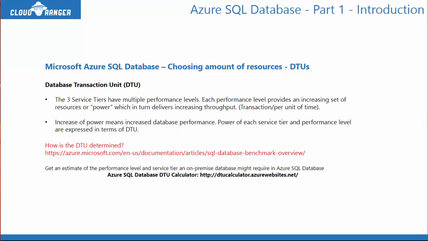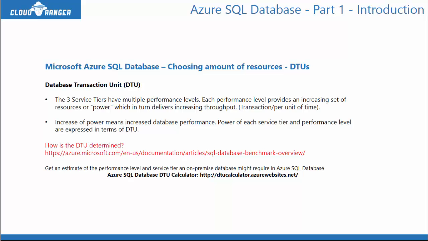So what is database transaction unit? So far, I have used the word power a few times and performance tiers many times actually. The three service tiers that we talked about have multiple performance levels, like we said, right? The resources kept increasing as we looked at the table. Each performance level provides an increasing set of resources or power to the databases, and it in turn delivers increasing throughput.